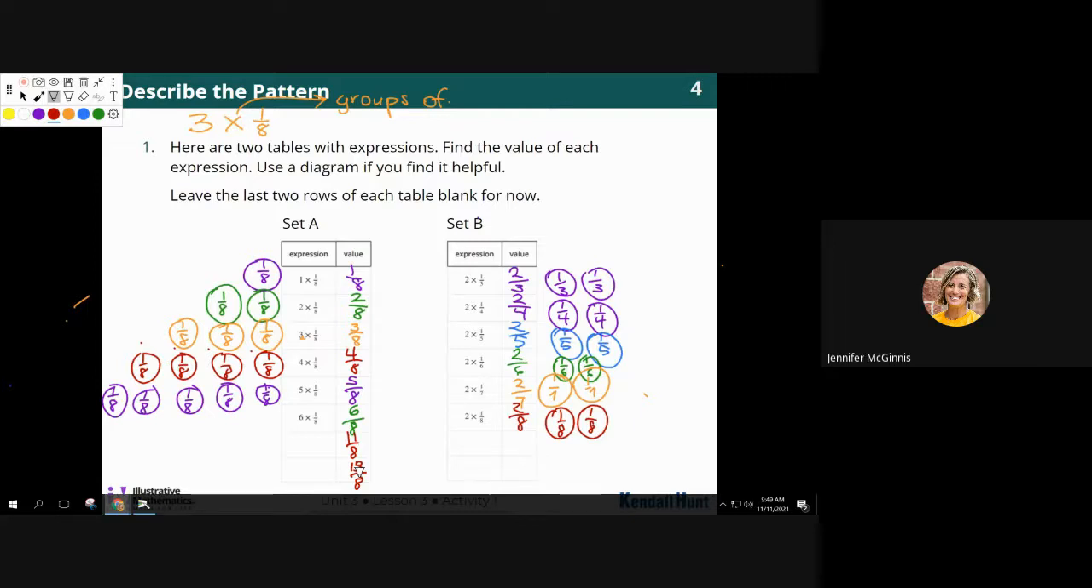11 groups. Good. What's this one going to be? What's this paper? What's this going to be? What's the value of that?